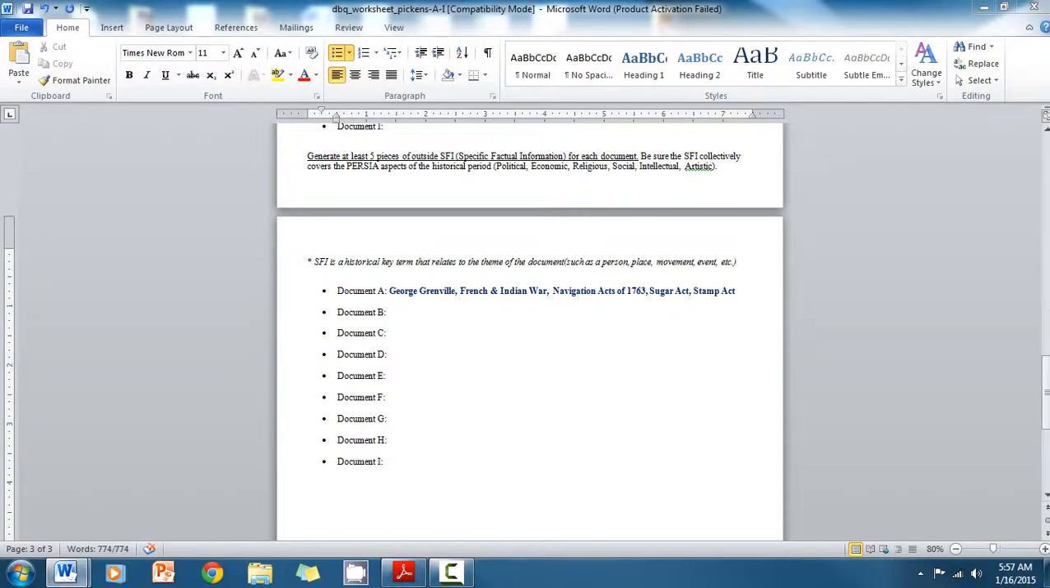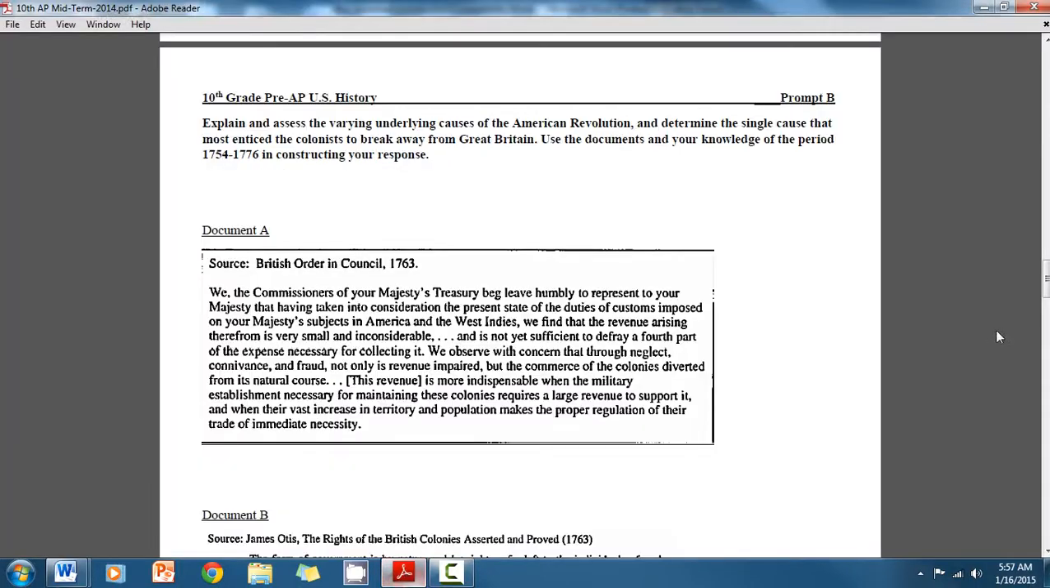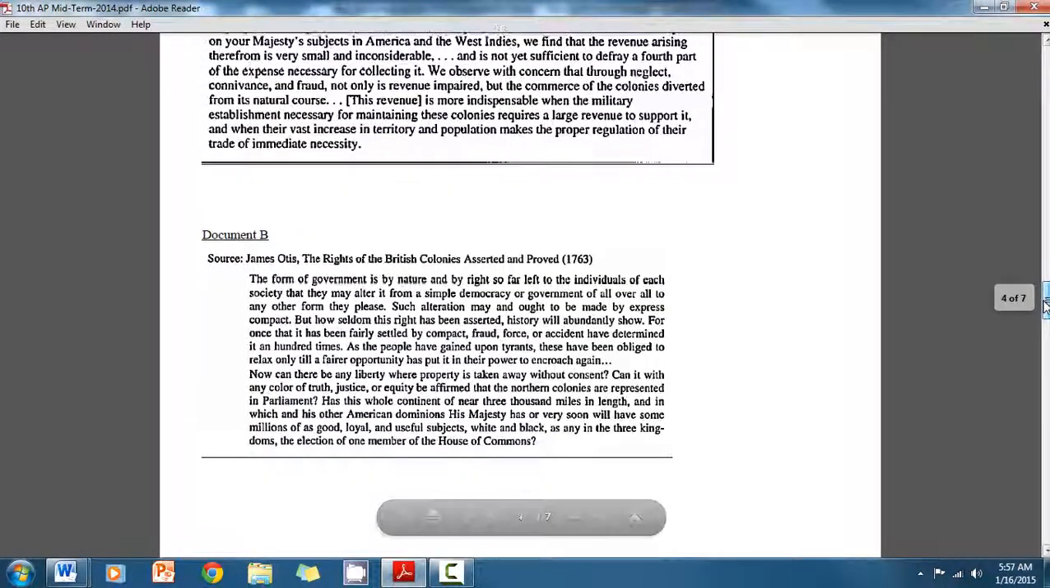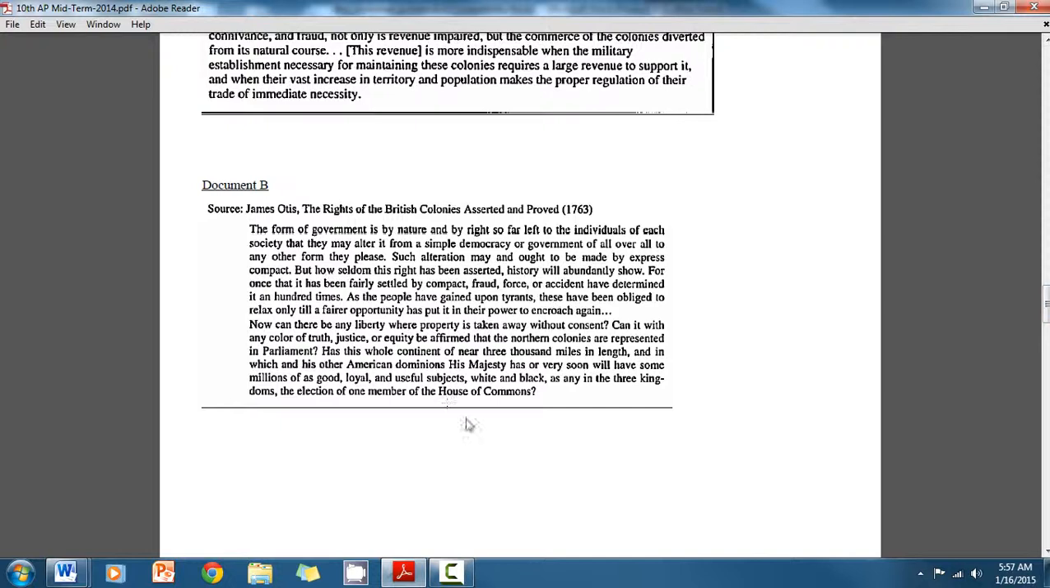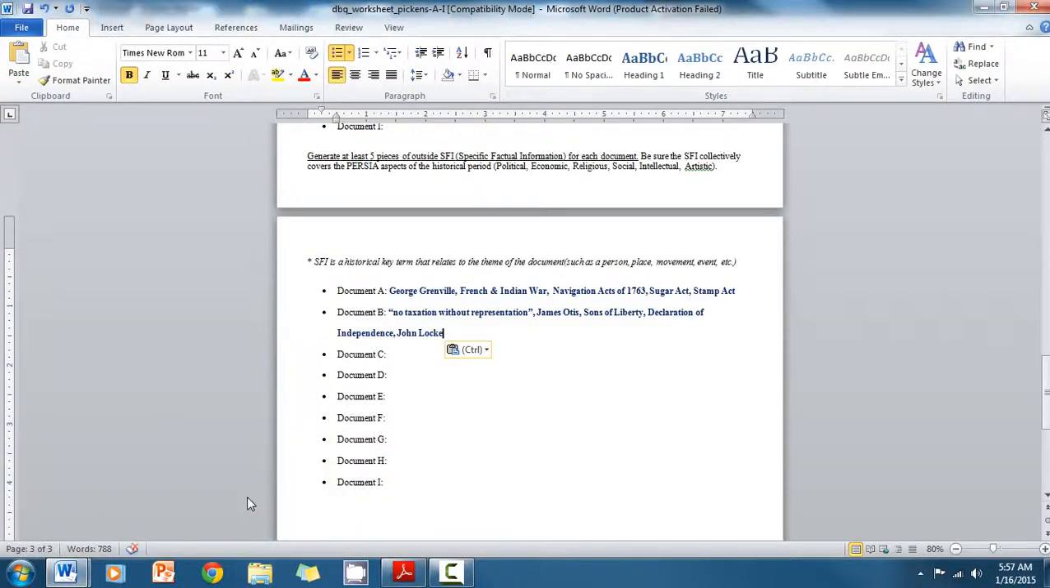And so just go on and use that same association chain for each document. So for document B, some examples of suggested pieces of SFI: no taxation without representation, James Otis, Sons of Liberty, Declaration of Independence, John Locke. All of those things in some way relate to the British colonies trying to assert their authority, and also justify why they should not have to follow British rule. And they're mostly going to cite that they have no taxation without representation.